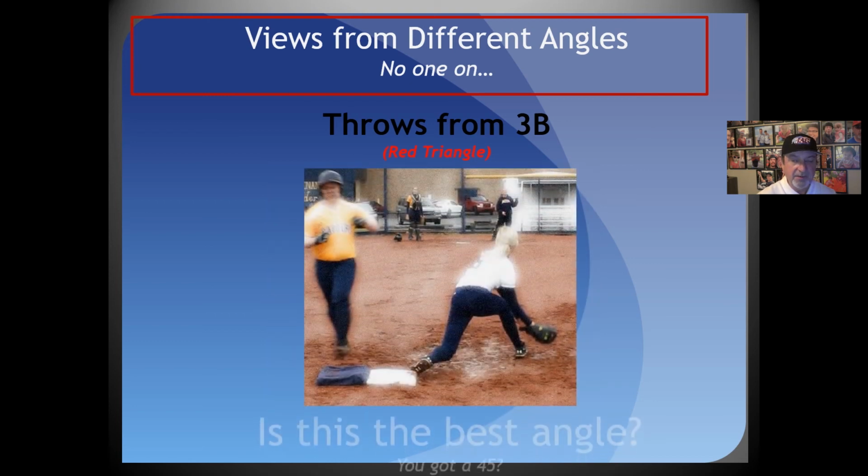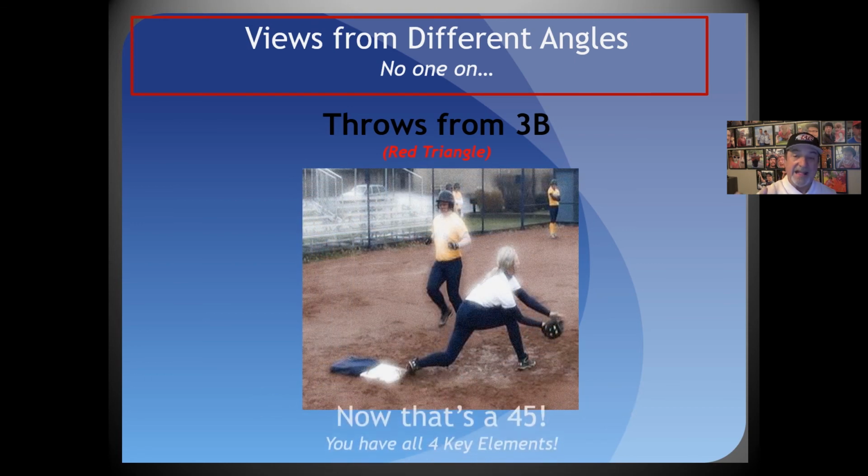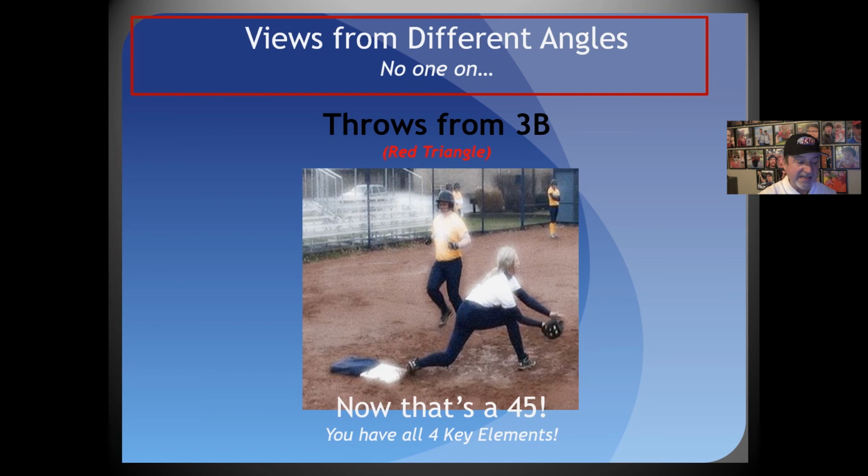So here we go. Here's a throw from third base. Do you have a good angle here? Is that a 45 that you're looking for? Are you 90 degrees from the throw? And the answer is no. You're too close to the foul line here. Now that's a 45. It really is a classic 45. You've got all four key elements. That graphic that we showed you of the outer edges of first base, you're right at that 45. Yeah, this is a good angle here.